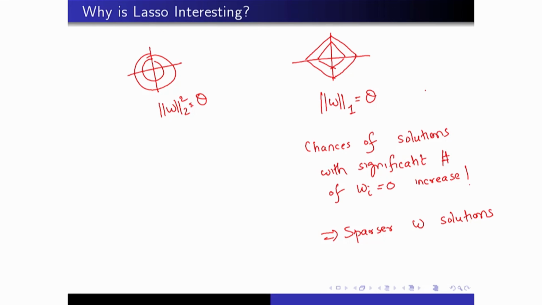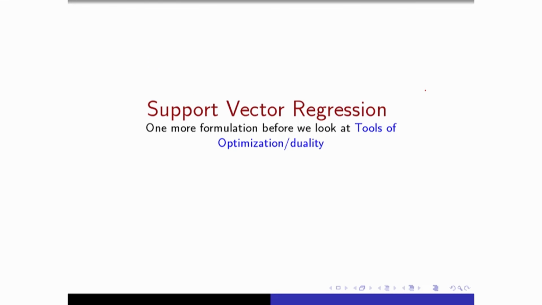In the next class, before we move on to optimization principles, we'll consider one more interesting formulation of linear regression, basically an objective that looks at maximizing the separating surface between the points that you are regressing on and the regression curve itself. That's the topic of support vector regression.